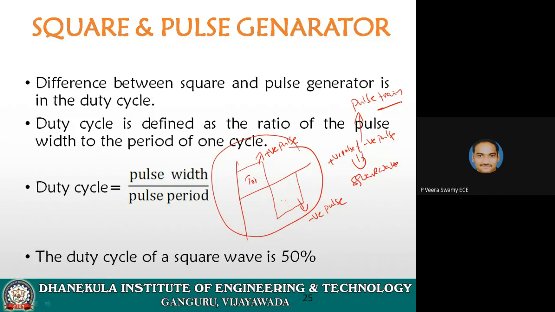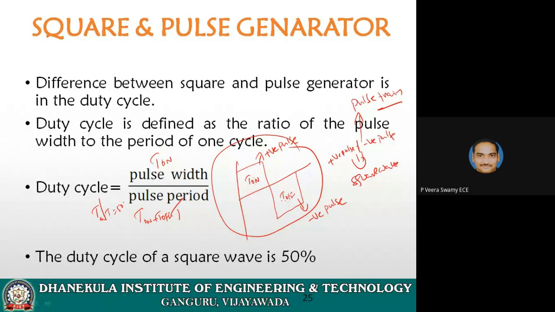According to this, we call this T on and this T off. So this pulse width is nothing but T on. The pulse period is nothing but T on plus T off, and that we call T. So according to this, T on by T.